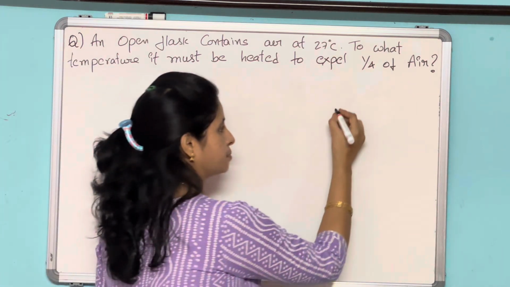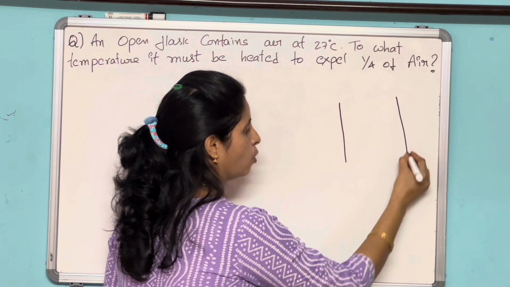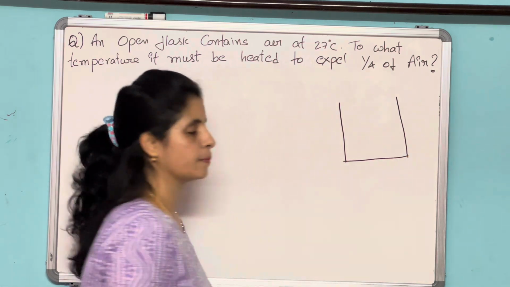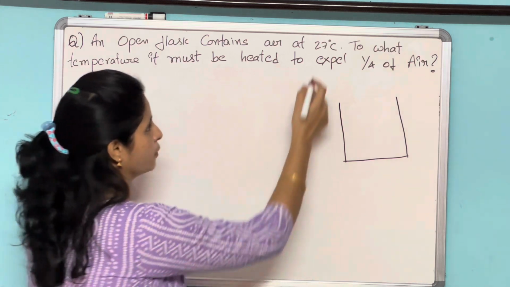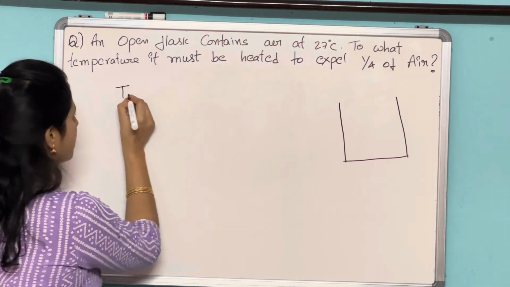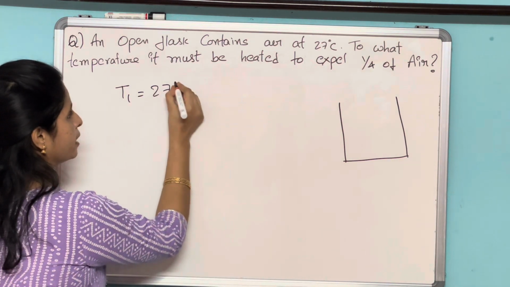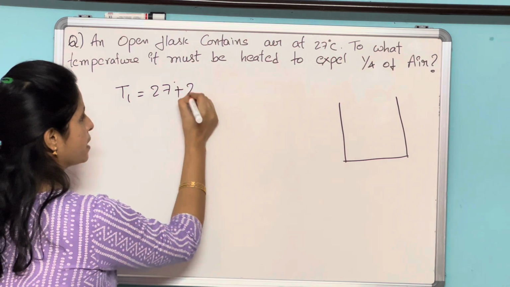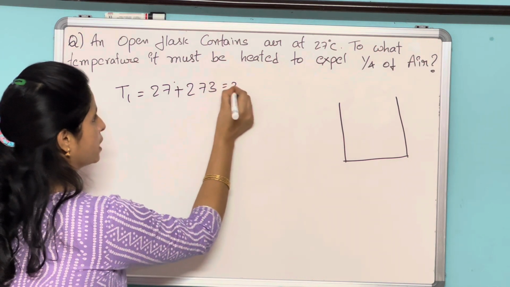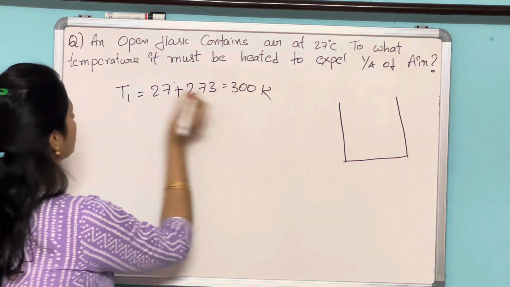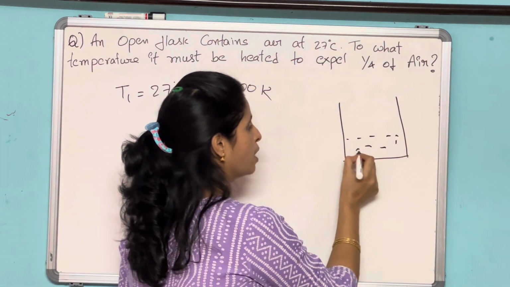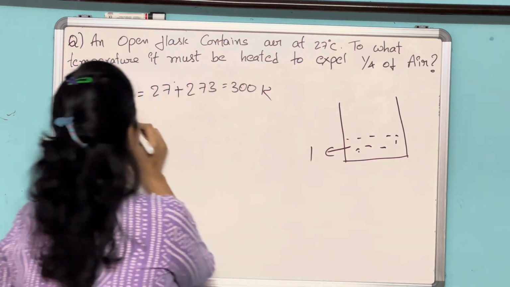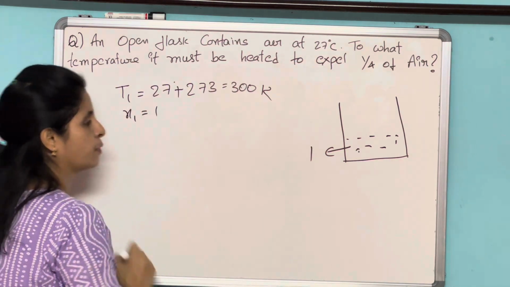Here, first you have to know the concept of open vessel. It is an open flask and it is at 27 degrees. So T1 is equal to 27 plus 273, which is equal to 300 Kelvin. And at what temperature must it be heated? Let the initial moles of the gas be 1, means N1 is equal to 1.